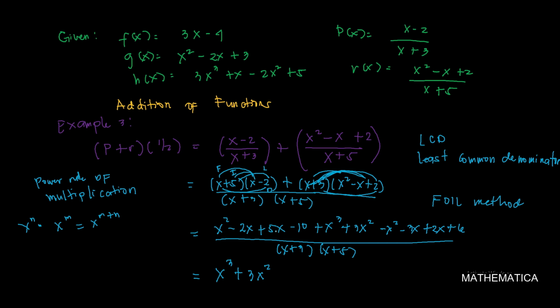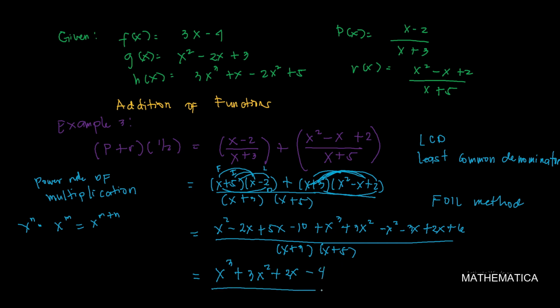So, next, negative 2x plus 5x. So, we will have positive 3x. Positive 3x plus negative 3x, 0. So, plus 2x. So, we will have positive 2x. Next, negative 10 plus positive 6. Ang like sign. So, magkakaroon tayo ng negative 4.